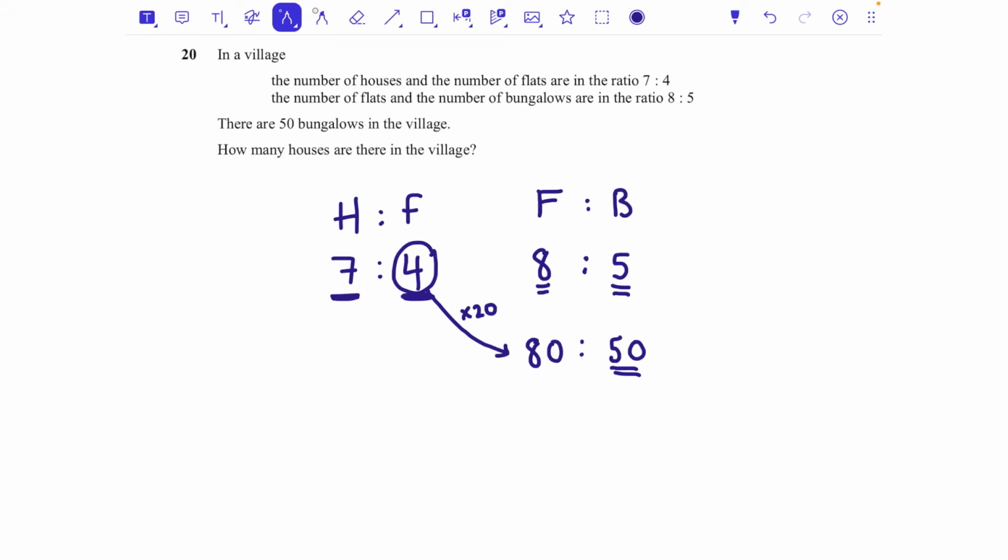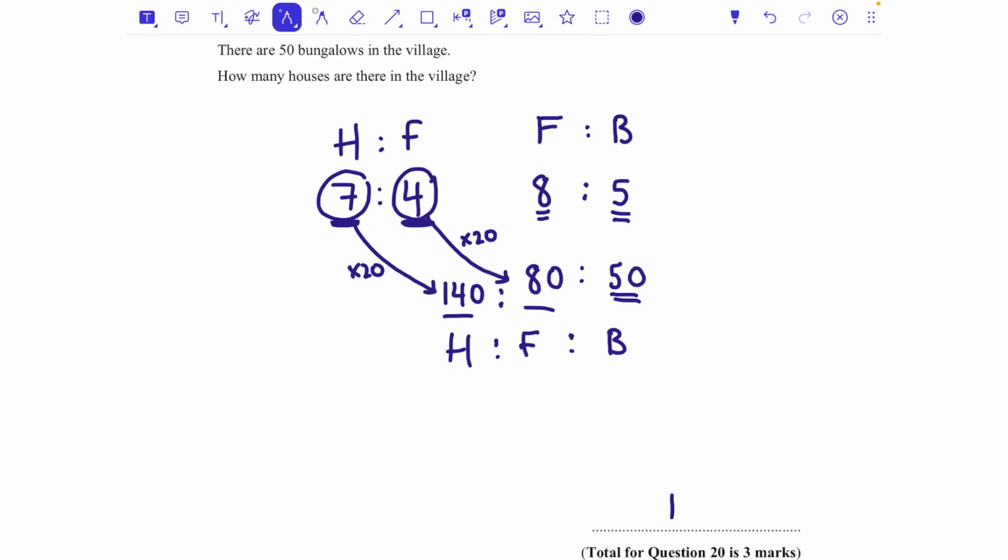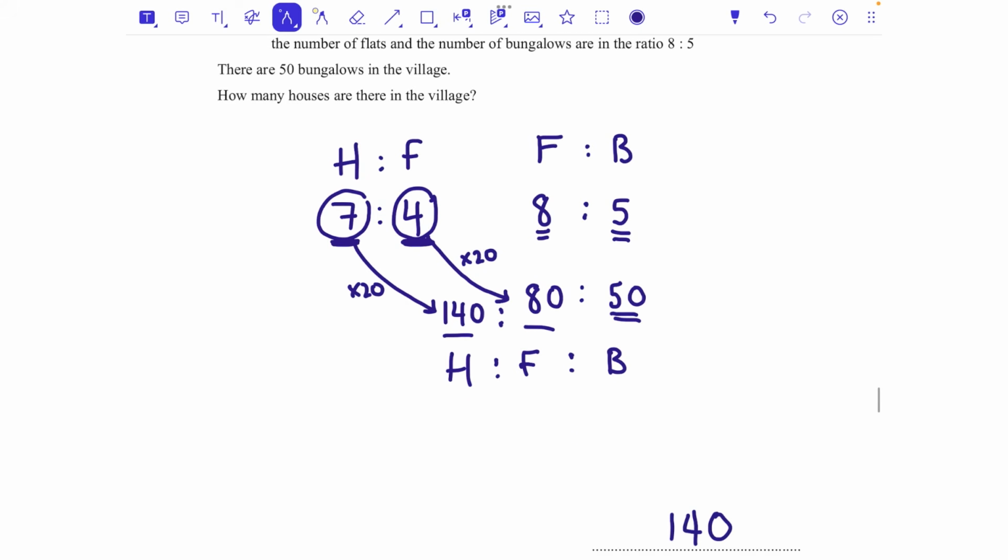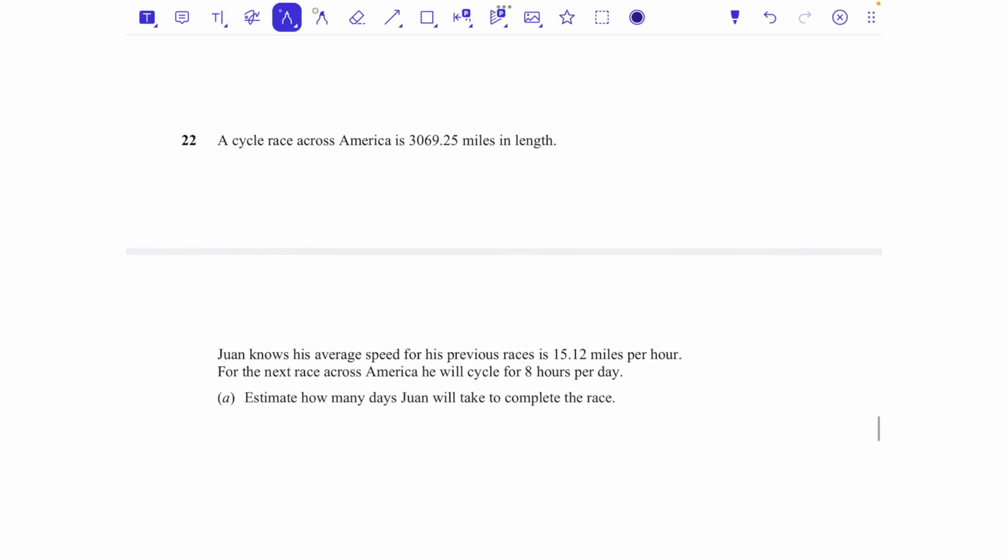So if I times one side of a ratio by 20, I've also got to times the other side by 20. So I need to times the number of houses by 20. So 7 times 20, I can just do 7 times 2, which is 14, and make it 10 times bigger, so 140. So the ratio of houses to flats to bungalows is 140 to 80 to 50, and so how many houses are there in the village? That would be 140. Looks really complicated, that question, but if you just keep working with the numbers, it does come out quite nicely.